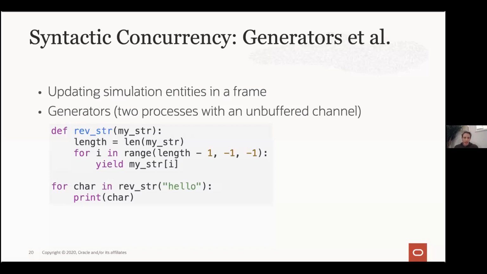You may recall that I said in the beginning that the syntactic and algorithmic perspective of concurrency can give us different views on what concurrency is. For example, suppose we have to update many game entities every frame. We want to simulate them. From an algorithmic point of view, it's more parallelism than concurrency. But syntactically, we might choose to represent each of those entities as a process.